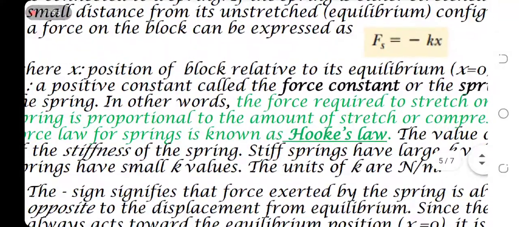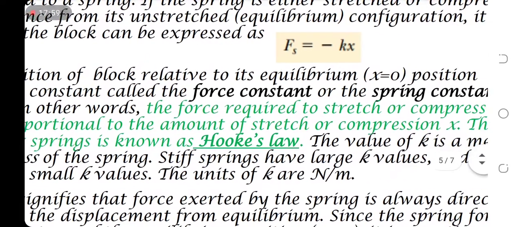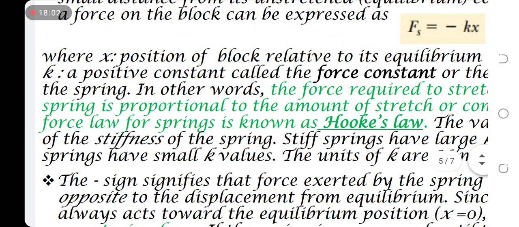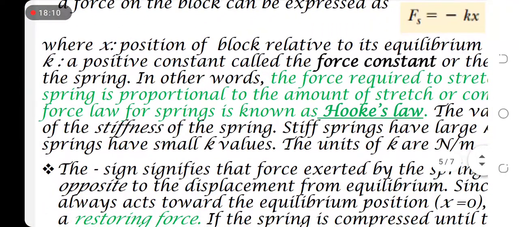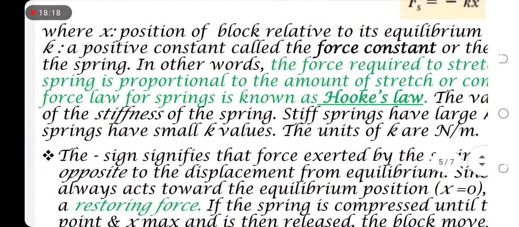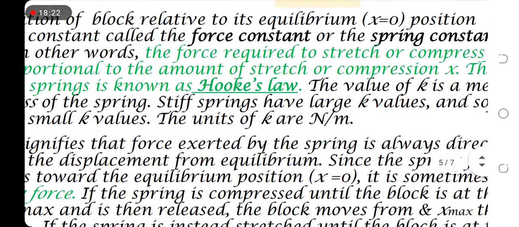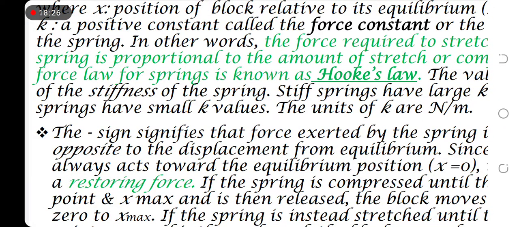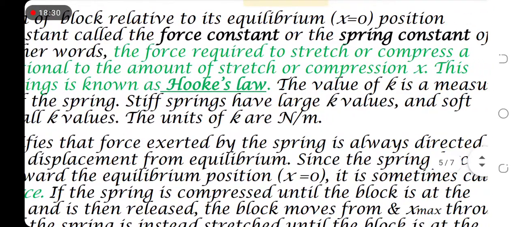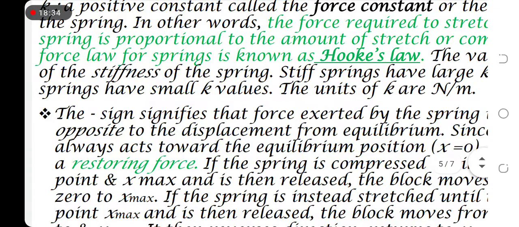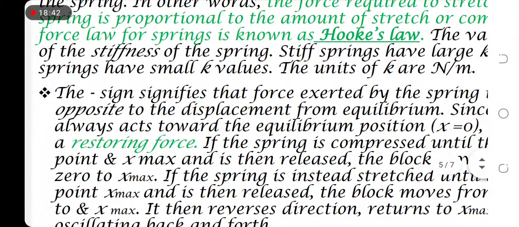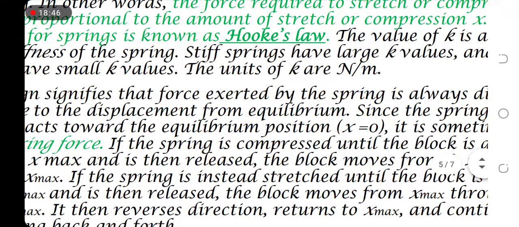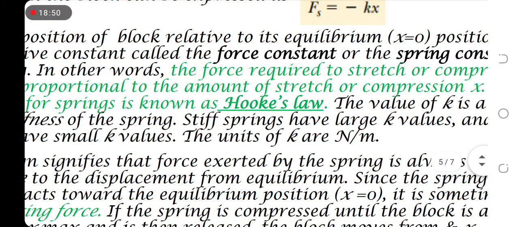Here x is the position of the block relative to its equilibrium position, x equals 0, and k is a positive constant called the force constant or spring constant of the spring. In other words, the force required to stretch or compress a spring is proportional to the amount of stretch or compression x. This force law for springs is known as Hooke's law. The value of K is a measure of the stiffness of the spring. Stiff springs have large K values and soft springs have small K values. The unit of K, from the formula, is newton per meter.